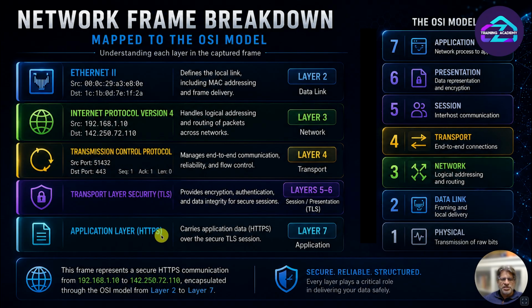Then you saw the HTTPS information. You'll see that as well, and that actually carries the application data, which is layer 7. Okay, so this frame that you saw previously was a secure HTTPS communication from this IP address to this IP address. You can see all the 7 layers identified here for your information, and each piece or each layer's information is depicted within Wireshark.